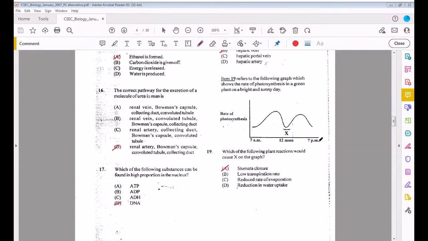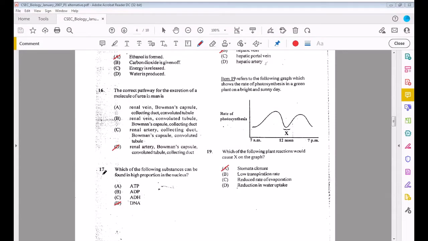Sixteen. The correct pathway for the excretion of molecules of urea in man is D. So you go from the renal artery to the Bowman's capsule, then the convoluted tubule, and the collecting duct. The others, A and B, we could eliminate right away because veins as the first thing, no. And C, we have from the renal artery, which is correct, but to the collecting duct. The collecting duct is the last spot. So that's how we know D is the correct answer.